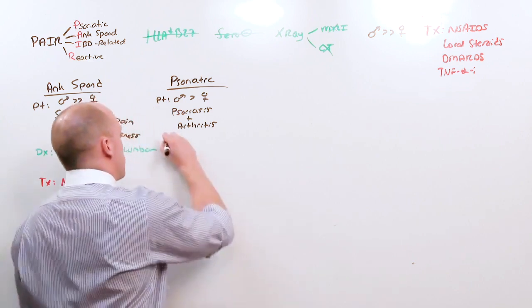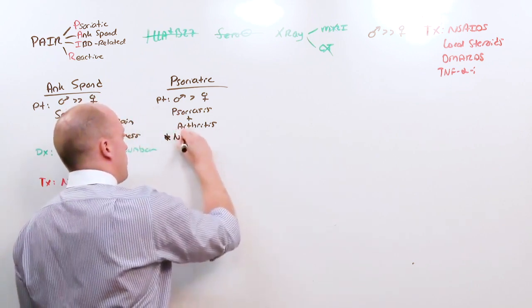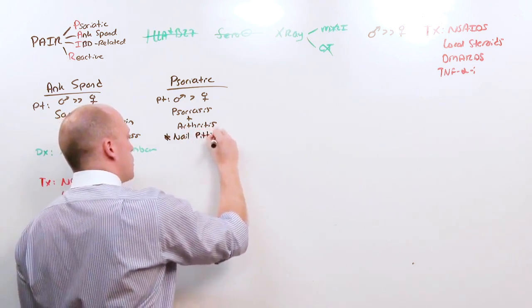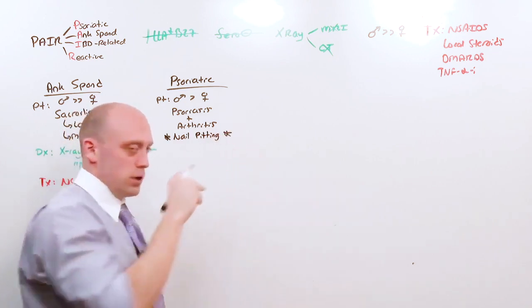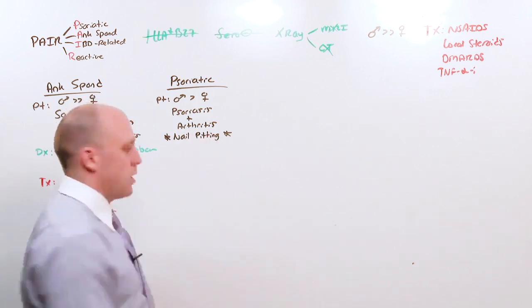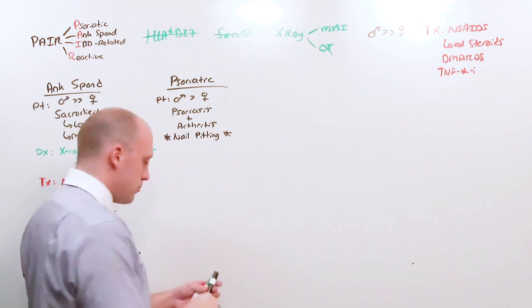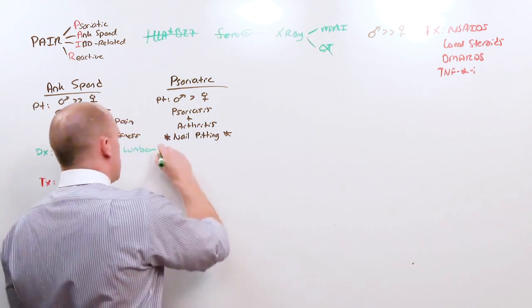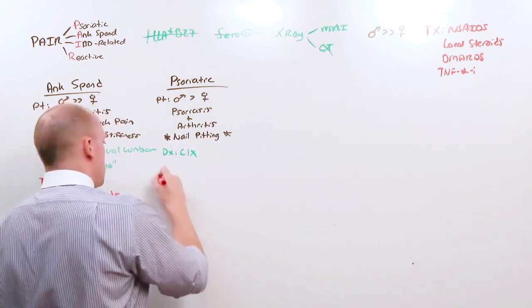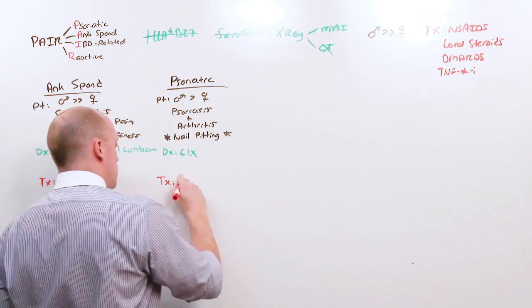If they show you a picture of a person's fingers and they've got little holes in them, like someone took a pin and sort of started drilling, nail pitting in an arthritis question, psoriatic arthritis, job is done. The diagnosis is clinical. And the treatment is basically the same thing as for ankylosing spondylitis.